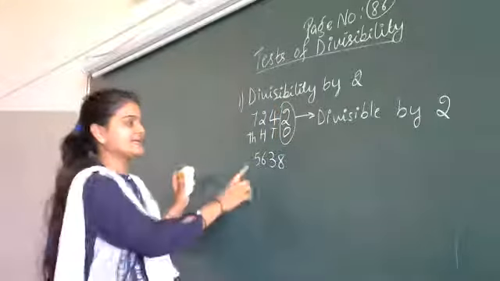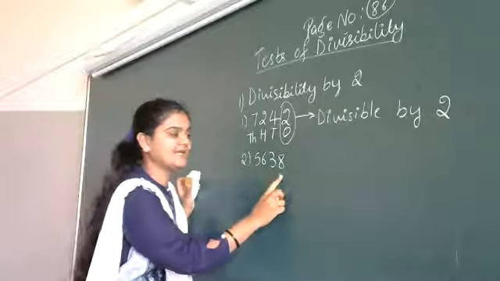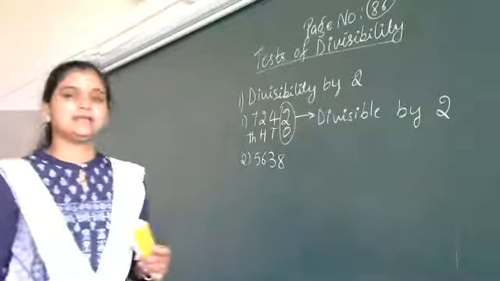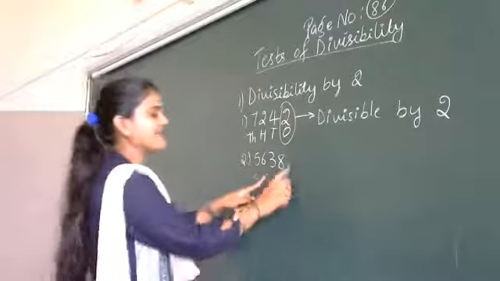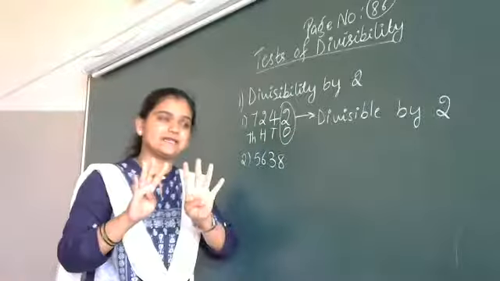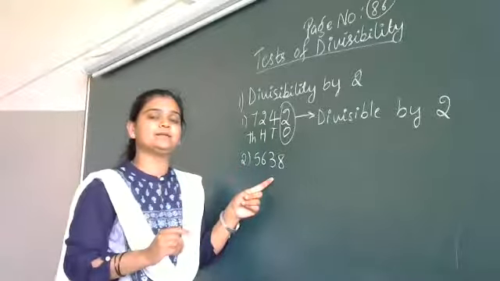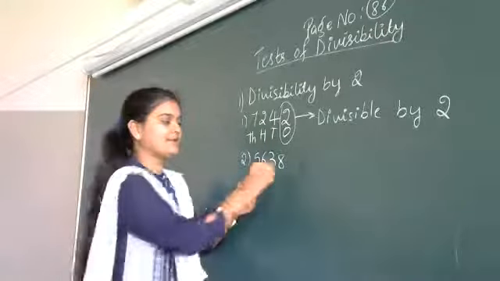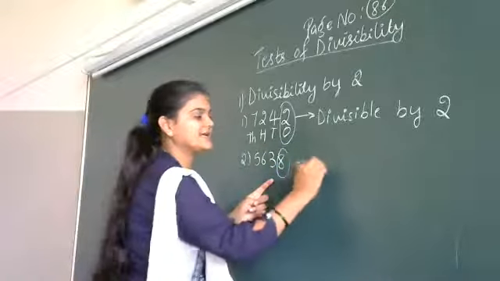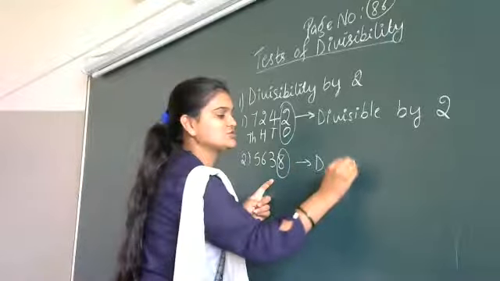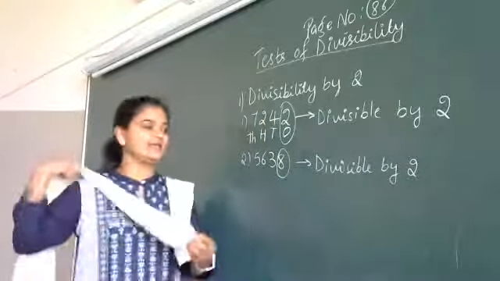Next, one more example, 5638. Now tell me children. It is having ones place as 8. And does 8 come as an even number or an odd number? Even number. Yes, 8 is an even number and hence it is divisible by 2. Divisible by 2.